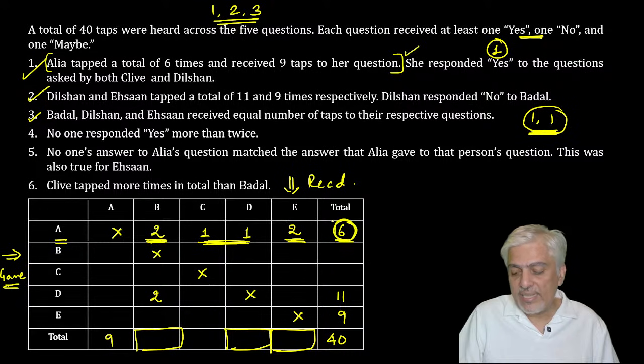Total is 6 Alia ke liye. She has already given 2 ones to C and D. That means the only 2 other numbers possible to reach a total of 6 will be 2 plus 2. Got that much now? Okay.